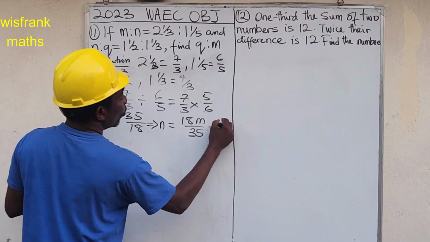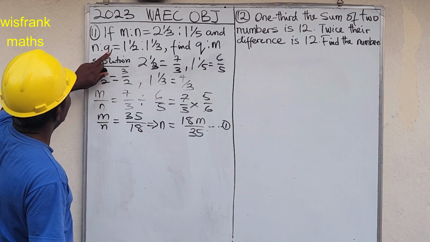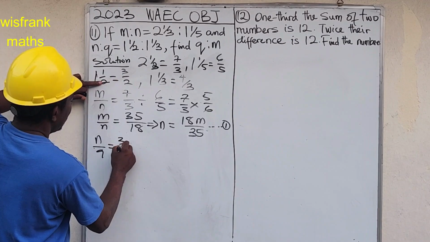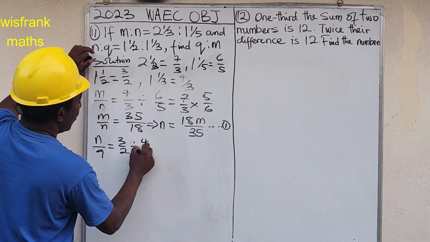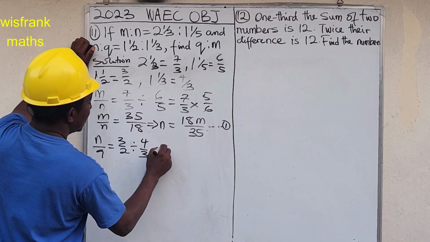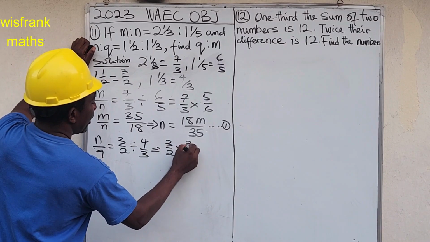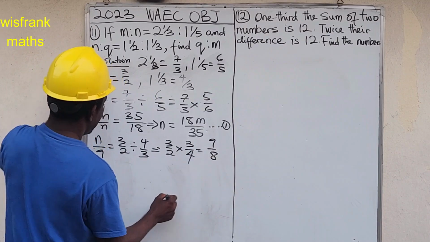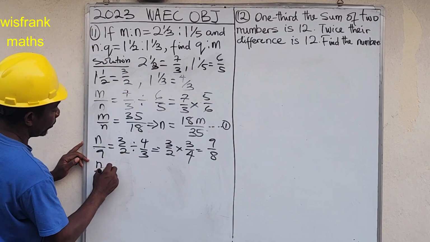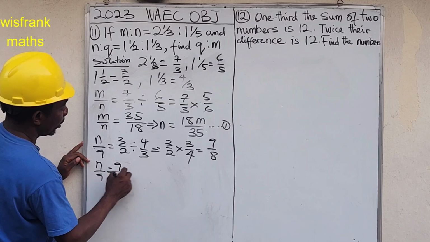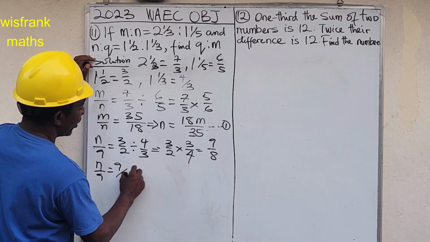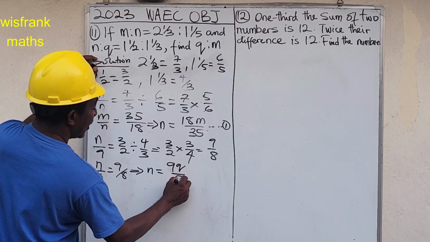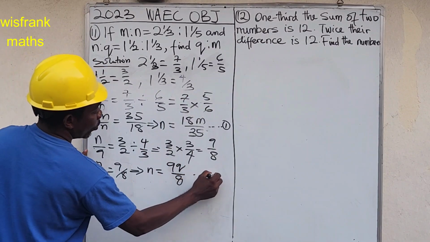This is equation 1. The next one says n is to q. So we have n/q equals 1 1/2, that is 3/2, divided by 4/3. This is the same thing as 3/2 times 3/4. So it's the same thing as 9/8. Therefore, n/q equals 9/8. So making n the subject of this expression, we have n equals 9q/8. This is equation 2.